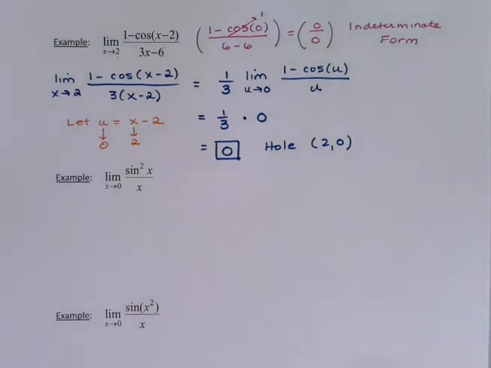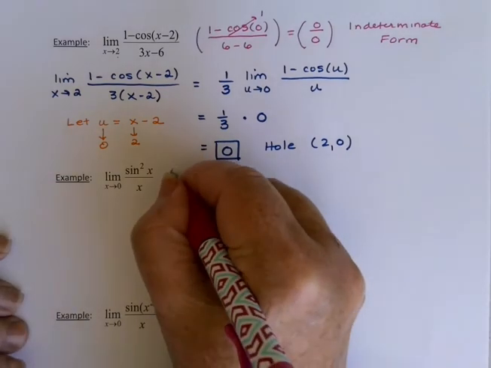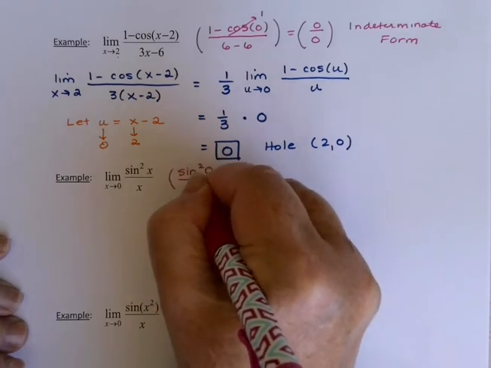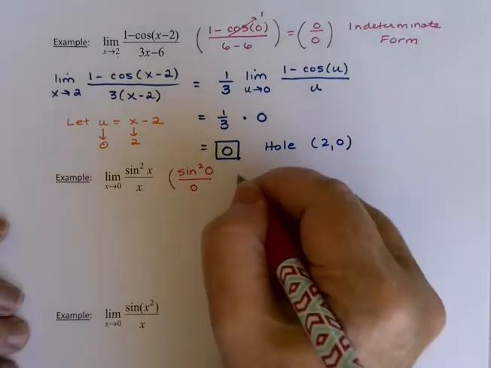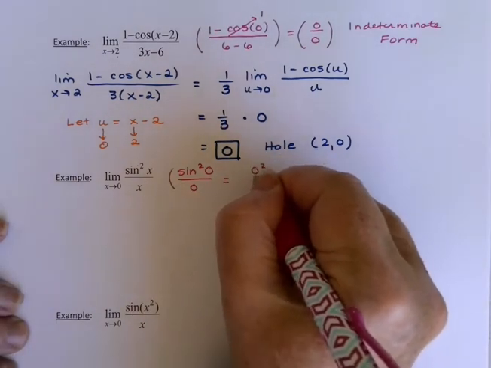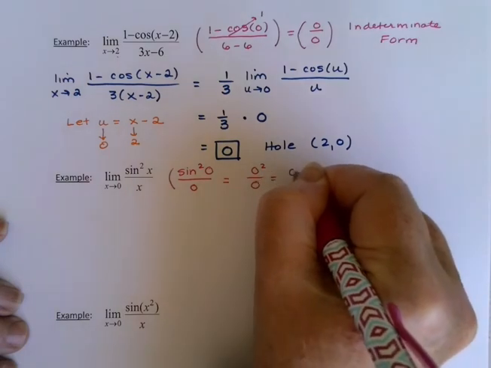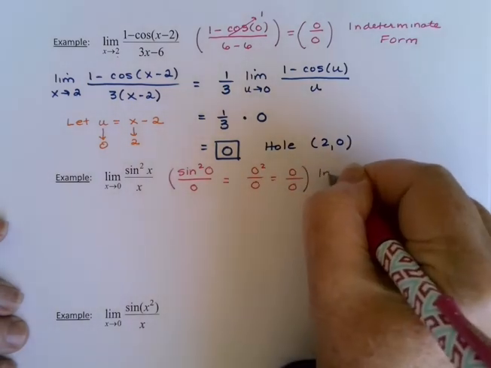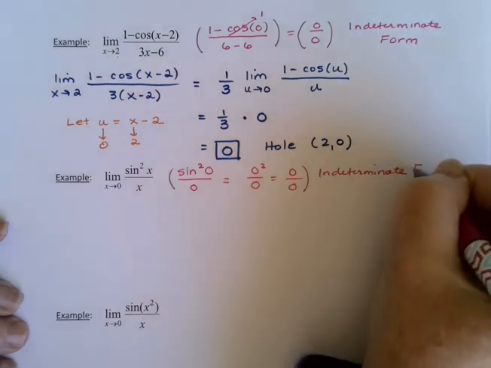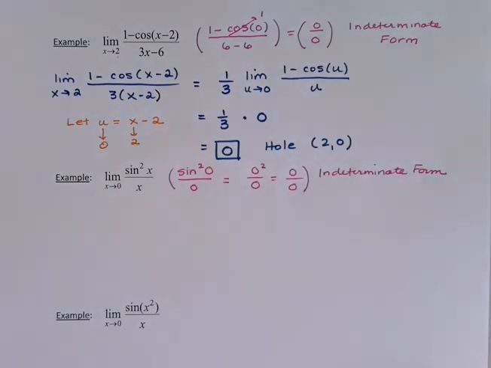All right, what about this next one? The limit as x approaches 0 of sine squared x over x. Once again, if I check, plugging in the 0, we should always try direct substitution first. Sine of 0 is 0. So I do have 0 over 0, our familiar indeterminate form again. So how am I going to handle this one?